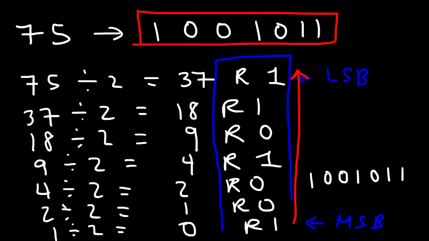So that's how you can get the same answer using successive division. Now let's go over this second example. Let's say we have 142. Use successive division to convert it to a binary number.